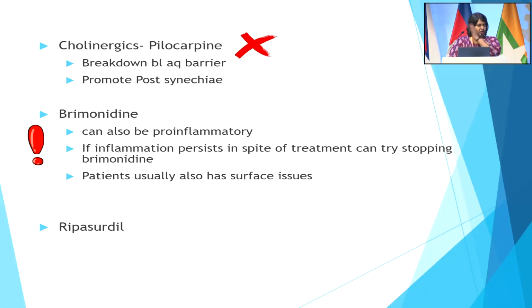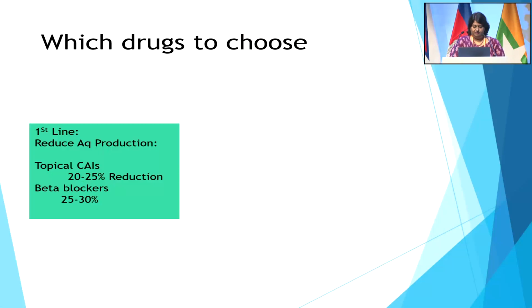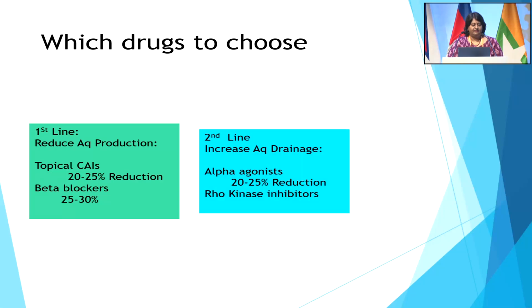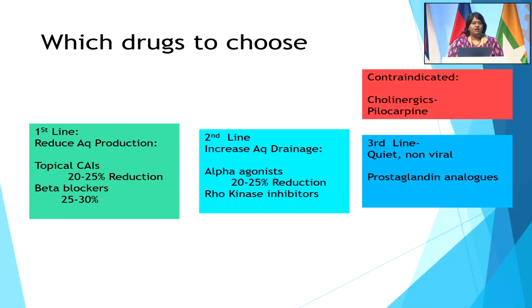What about the new Rho kinase inhibitors like ripasudil? They also have anti-inflammatory effects along with ocular hypotensive effects, so Rho kinase inhibitors are also useful. So the first-line drugs of choice are those that reduce aqueous production, the topical carbonic anhydrase inhibitors and beta blockers. Second line will be alpha agonists and Rho kinase inhibitors. Of course, when the eye is quiet and it is a non-viral uveitis, prostaglandin analogs are okay. Contraindication is for cholinergics like pilocarpine.